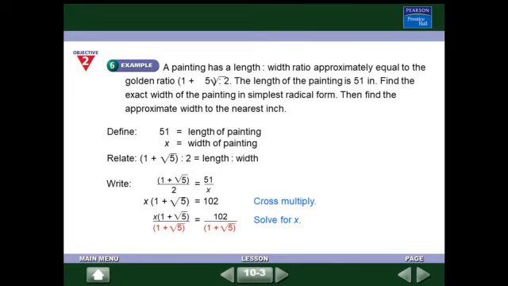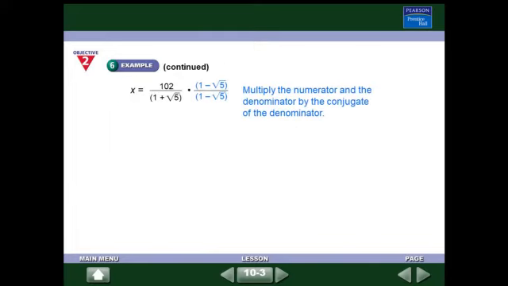By cross multiplication here, we will have x multiplied by the quantity of 1 plus the square root of 5. That could be x times 1 plus the square root of 5 equals to 2 times 51. That is 102 by cross multiplication. Dividing both sides by 1 plus the square root of 5, I will have x times 1 plus the square root of 5 over 1 plus the square root of 5 equals to 102 over 1 plus the square root of 5 to solve for x. So x therefore would be 102 over 1 plus the square root of 5.